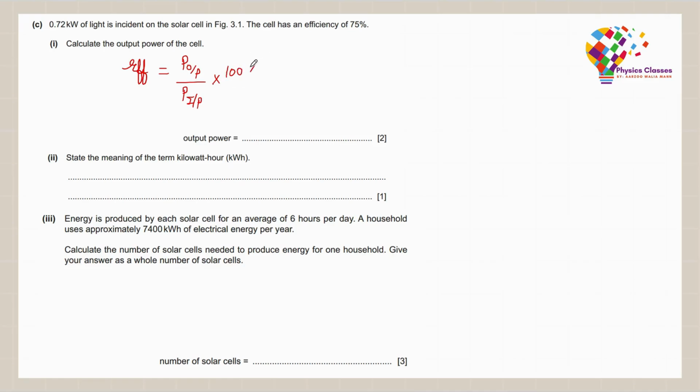The efficiency is given to us as 75 and the output power is what we are trying to calculate, and the input power has been given to us as 0.72 kilowatt and it's into 100 because it is in percentage. We rearrange this equation to calculate the power output, and the power output from here comes out to be 0.54 kilowatts.